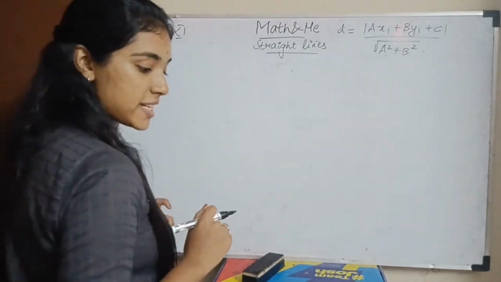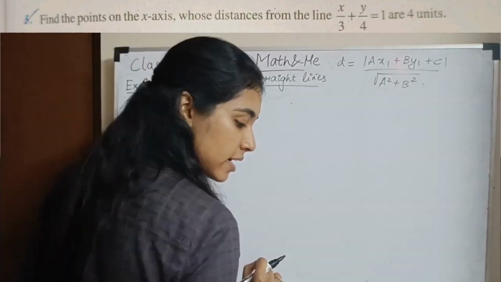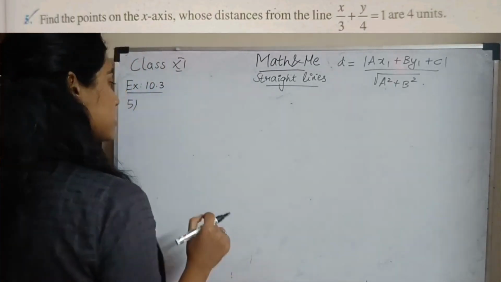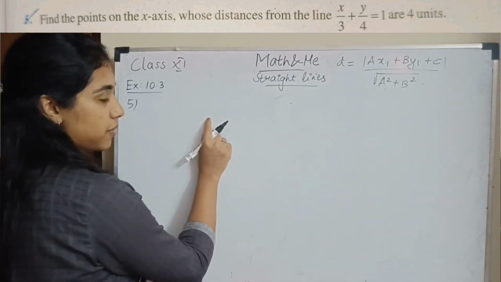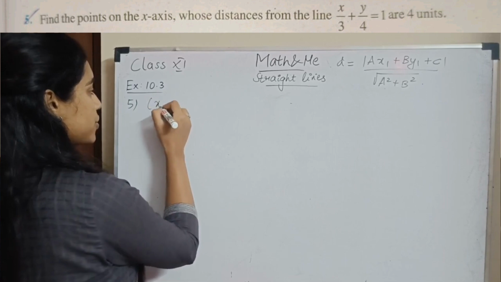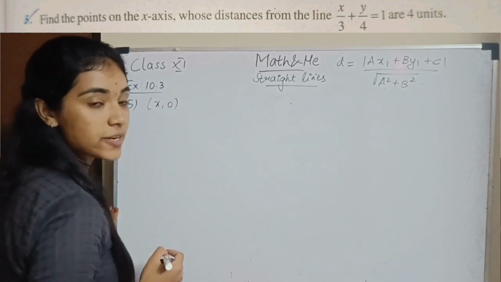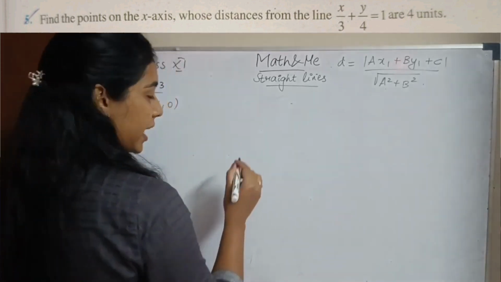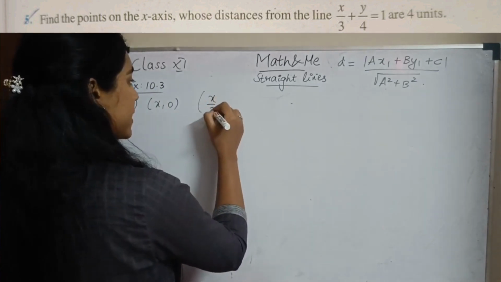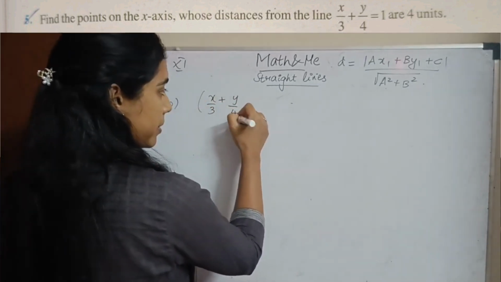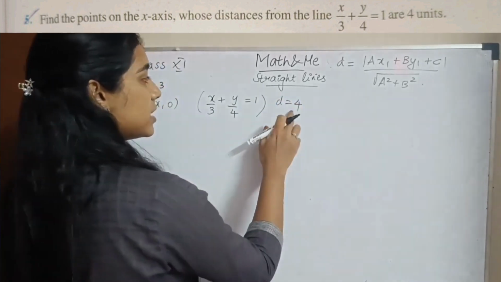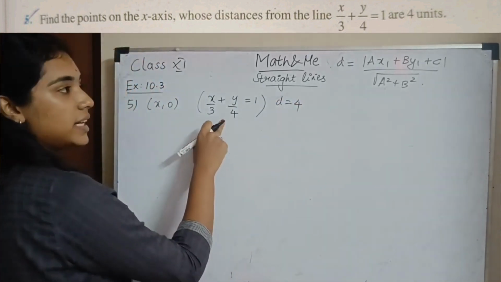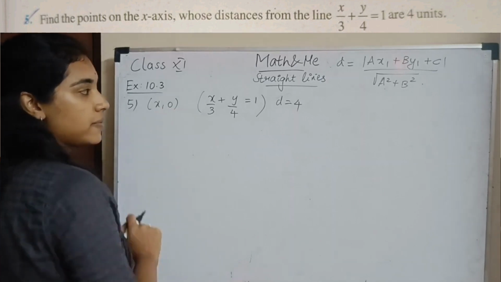Question number 5. It is very similar to question number 4. Find the points on the x-axis. See, on the x-axis, what do you have? You do not have values of y, you only have the x coordinate. So you have (x, 0), right? The distance from the line x/3 + y/4 = 1 is 4 units. They have given the distance and the equation, so you need to find what x is.